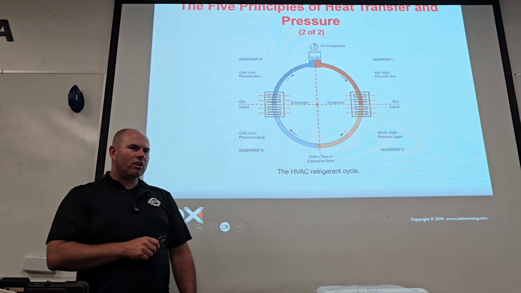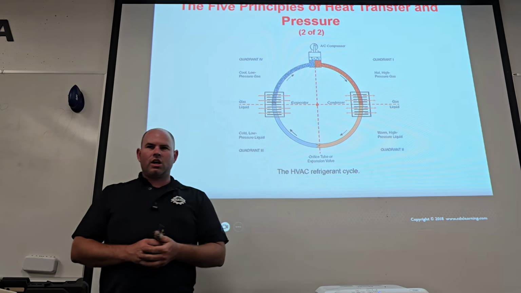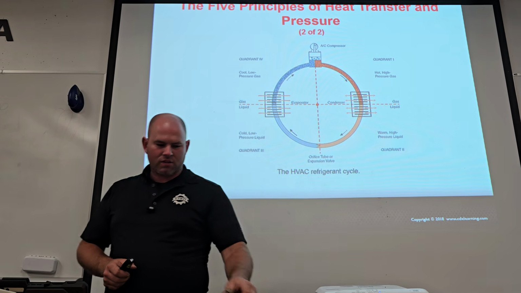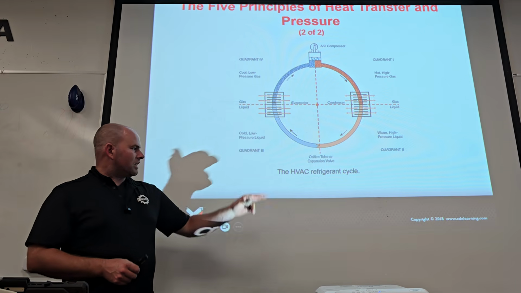This is where we have a restriction in the system. So we may just call this a restriction for now. It could be an orifice tube. It could be a thermal expansion valve. This is a thermal expansion valve, for the record, that resists the flow, right?